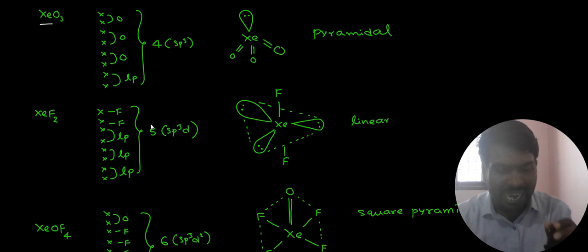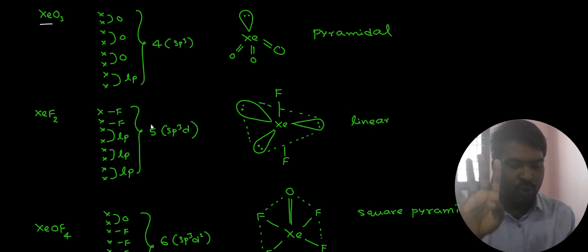So just count the atoms plus lone pairs. So 3 atoms plus 1 lone pair, 4. 4 means sp3 hybridization. This is the trick, okay? This is the best trick. So what is the molecule? How can we write the structure? Xe with 3 oxygens, 3 double bonds, and 1 lone pair. So it is a pyramidal shape.